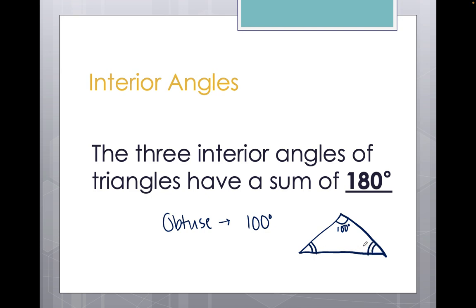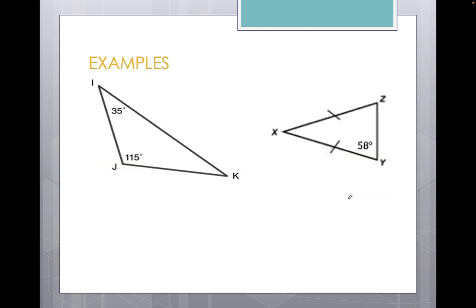Now, they don't have to be equal to each other. They can be, but they can also be different measurements. They could both be 40, or this one could be 30, while this one could be 50, as long as it adds up to 180. Let's take a look at some examples.